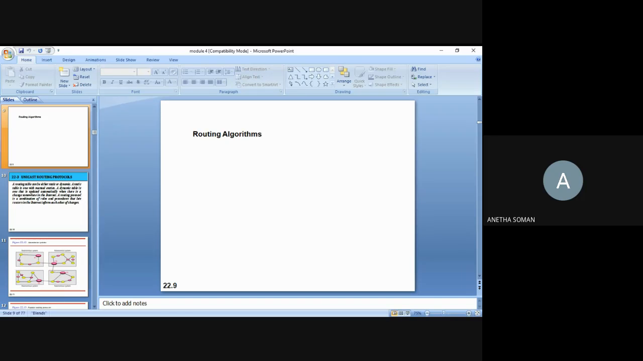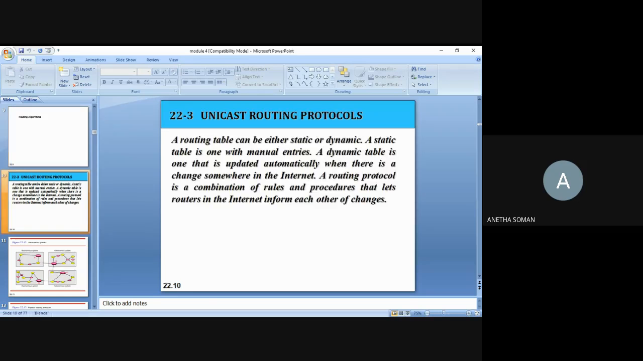Okay. Now, before seeing the two specific algorithms, we will just see what routing protocols are, and unicast routing protocols.